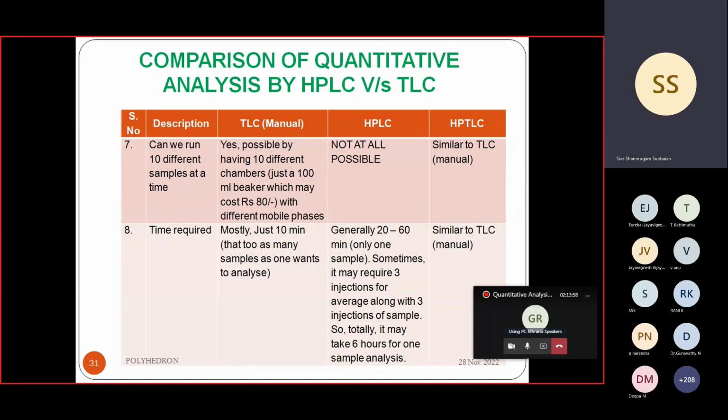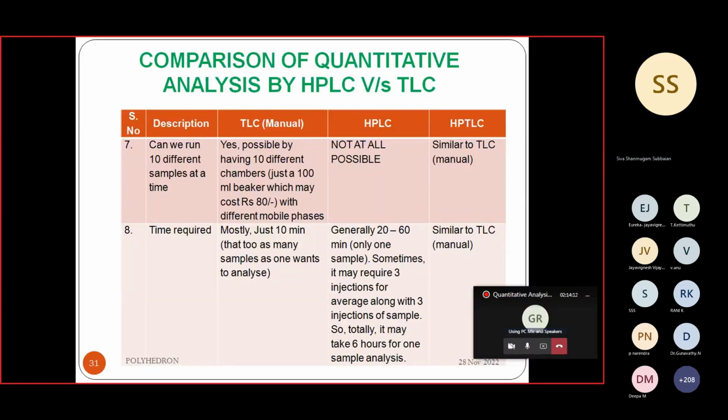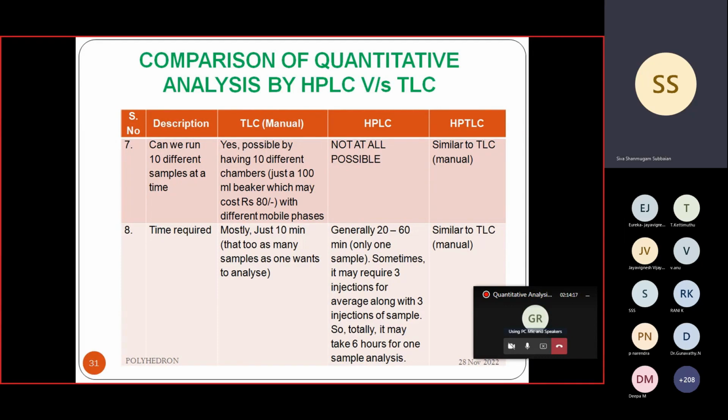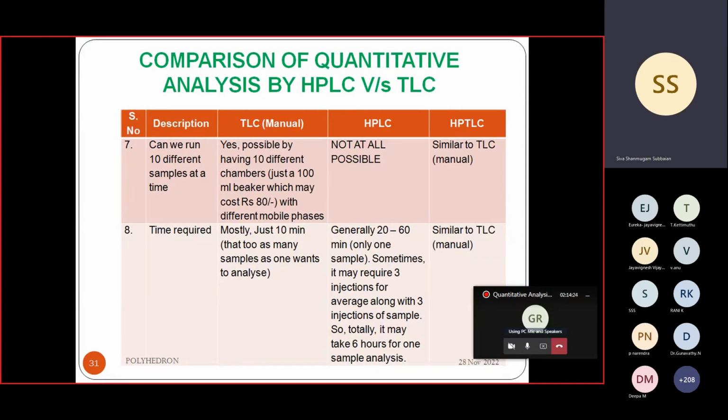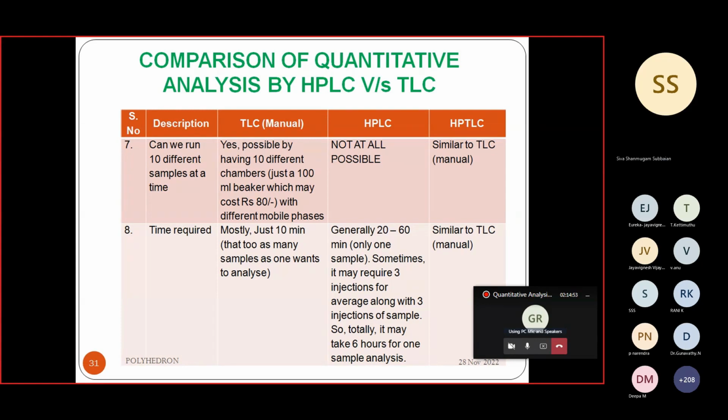As for the time required, in TLC we require a maximum of 10 minutes for development alone. Then scanning and measuring by UV spectrum may take another half an hour. But in HPLC, as per the method recommended by USP, the System Suitability Procedure, you have to inject a minimum of 6 times. The working standard is injected 6 times, or the sample might be 3 times, I believe. I don't remember now. In any case, a single analysis might require 3-4 injections, and each injection might take 20 to 60 minutes. So ideally, you cannot analyze more than 2 samples per day on your HPLC column, whereas it is very much possible in TLC.